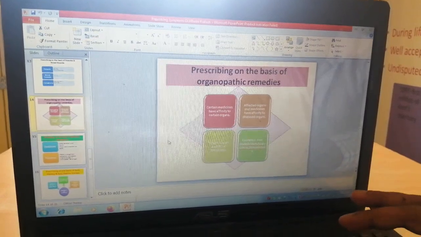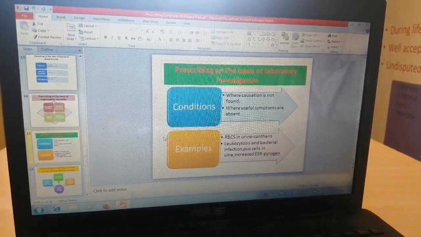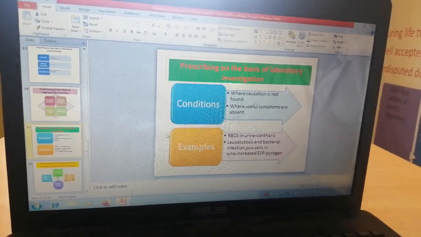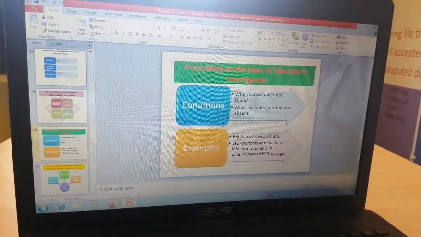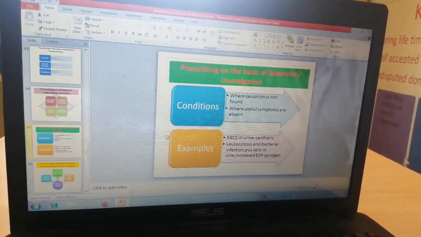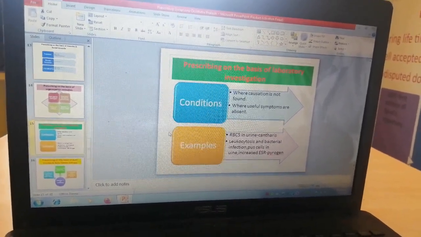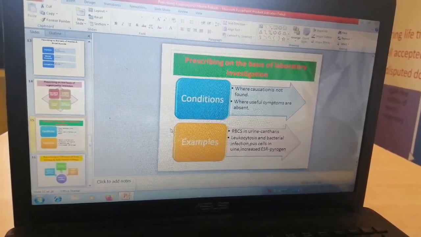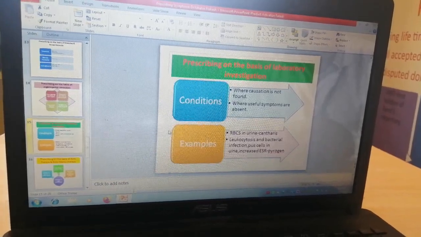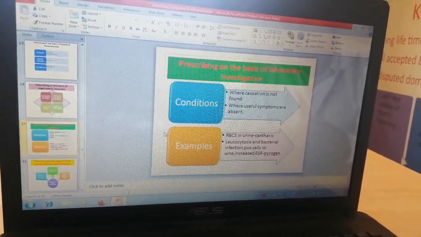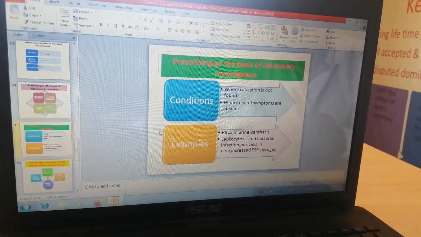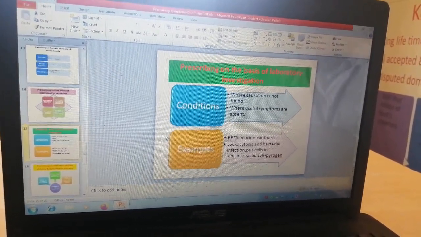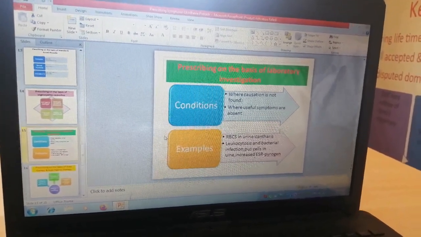Then the next type is prescribing on the basis of laboratory investigation. In certain conditions in which causation is absent, or there is a lack of symptoms or no symptom is found, in such cases we have to go for investigation. Under such conditions, the prescription is made on the basis of blood investigation.